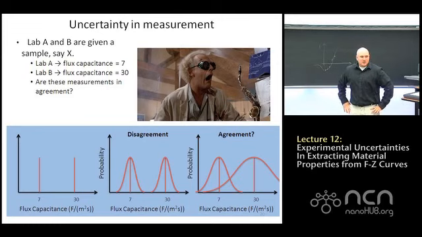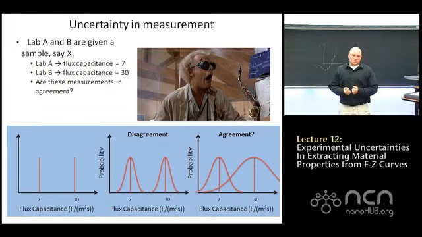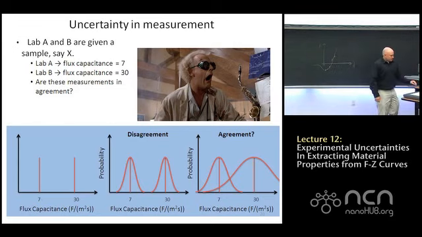One might say, well, obviously 7 is much different than 30, but no, it depends on what the uncertainty associated with each of those measurements is. If you compute the uncertainty and get a distribution of values that looks something like this, then clearly 7 and 30 disagree.